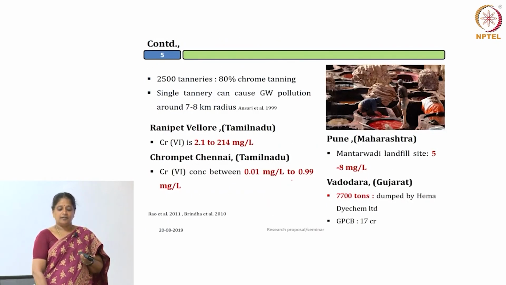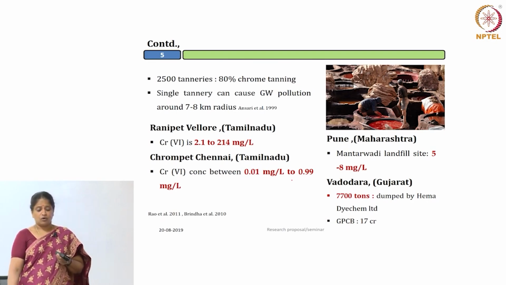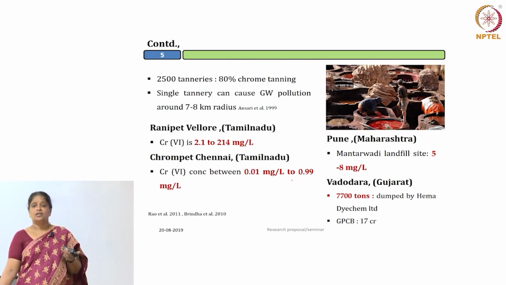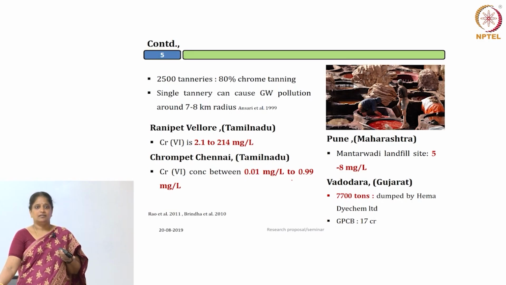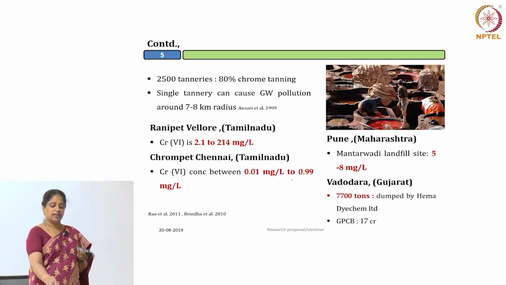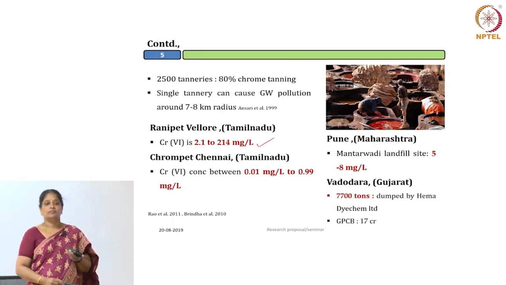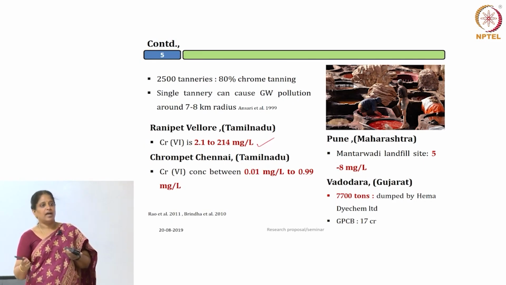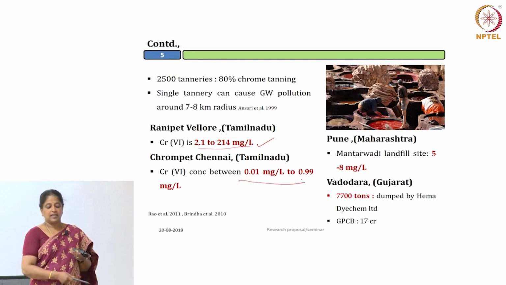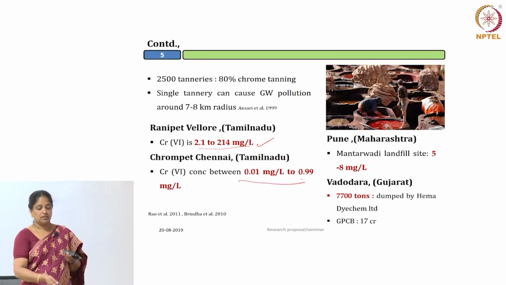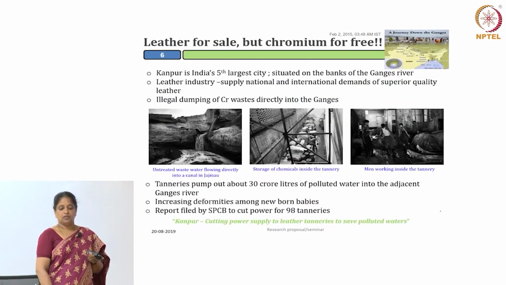So, Ranipet, to give you an idea, permissible chromium in your water is 5 ppb, you know what is ppb, right, okay. And this is what you find in Ranipet groundwater, okay. 5 ppb is 0.005 milligram per liter, okay. But this is what you find in the groundwater, okay. In Chromepet where there are tannering industries, it is lower but still on the higher side of permissible limits. This is what you find in Pune, Vadodara, everywhere, okay.